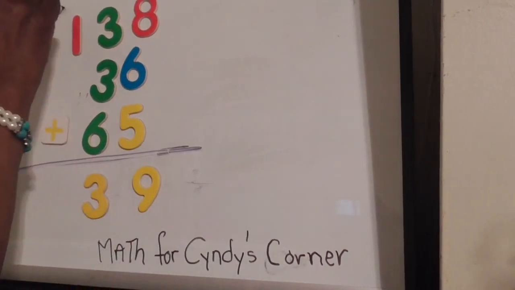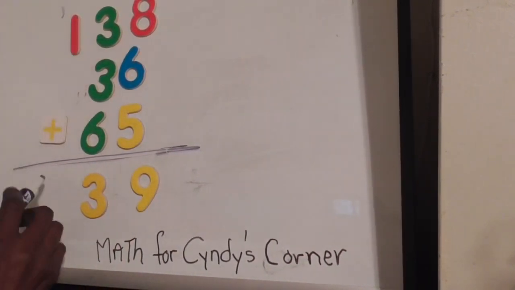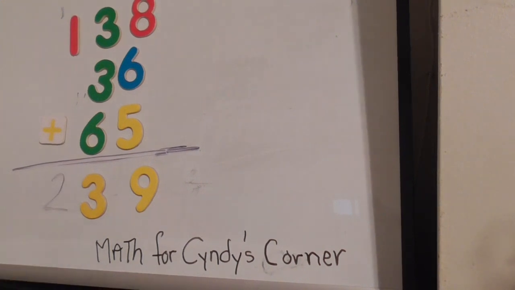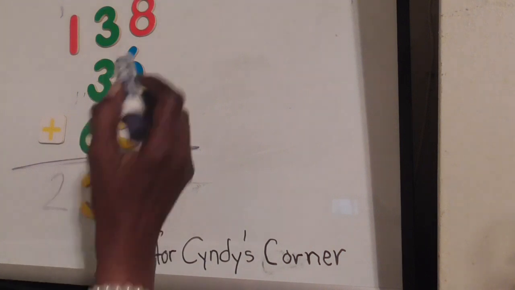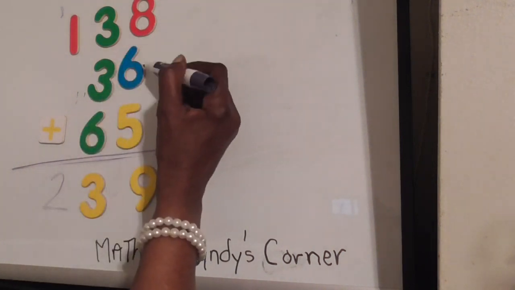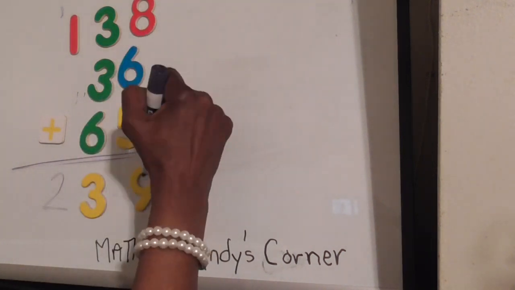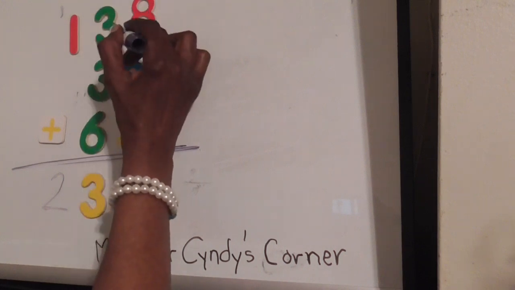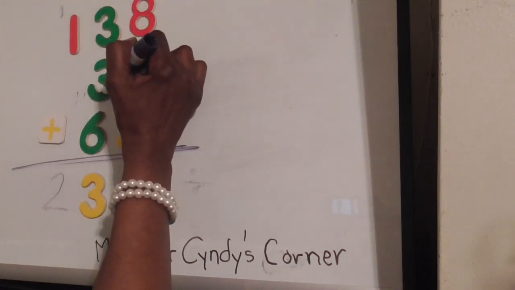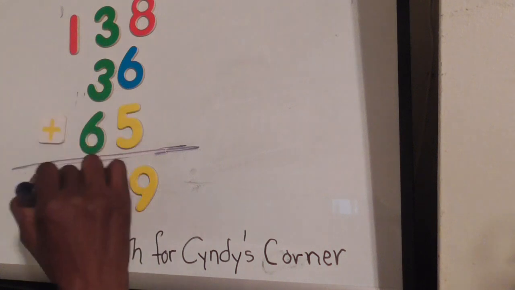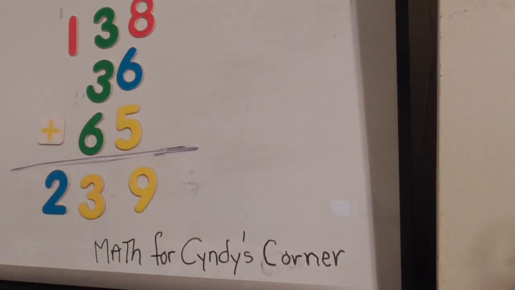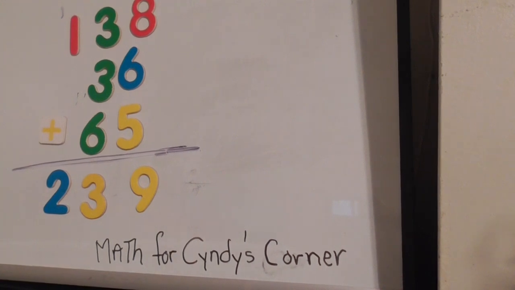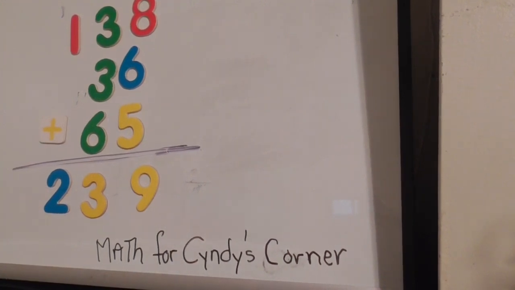And we're going to carry the 1. 1 and 1 is 2. So we have a column there. Adding in columns. 8 plus 6 is 14, plus 5 is 19. 9, carry a 1. 1 plus 3 is 4, 7, 13. 3, carry a 1. We have a 2. Your answer is 238. 36 plus 65 is 239.